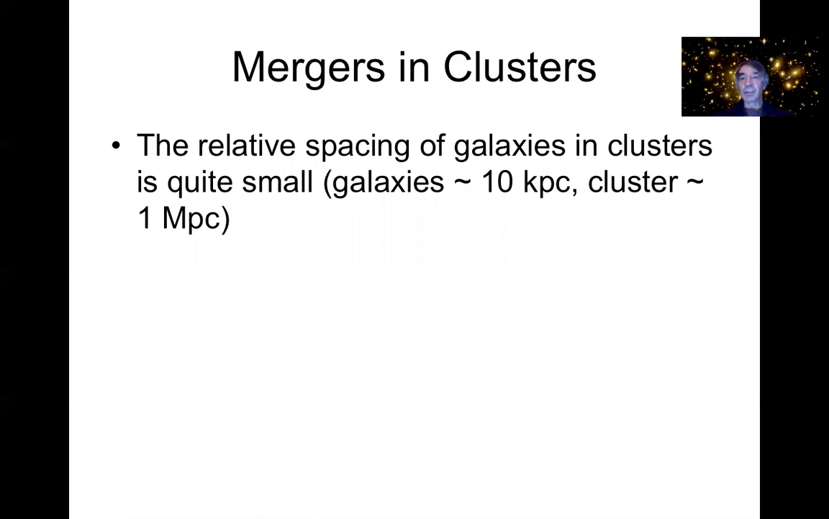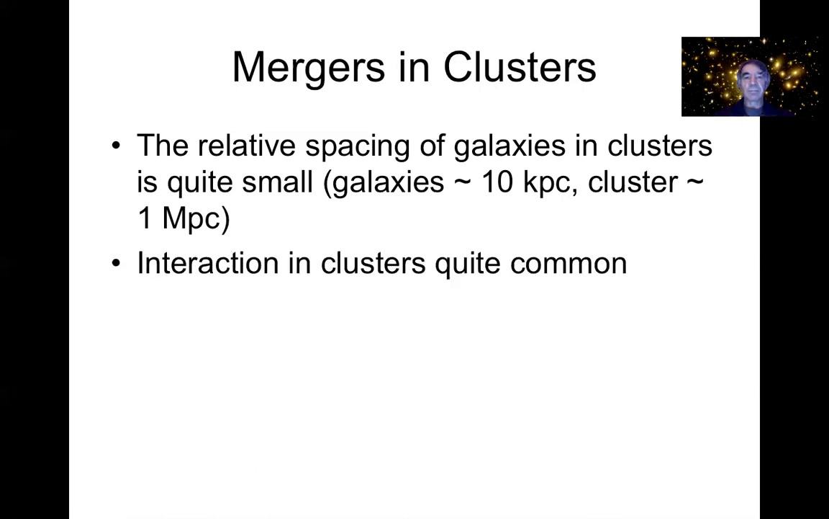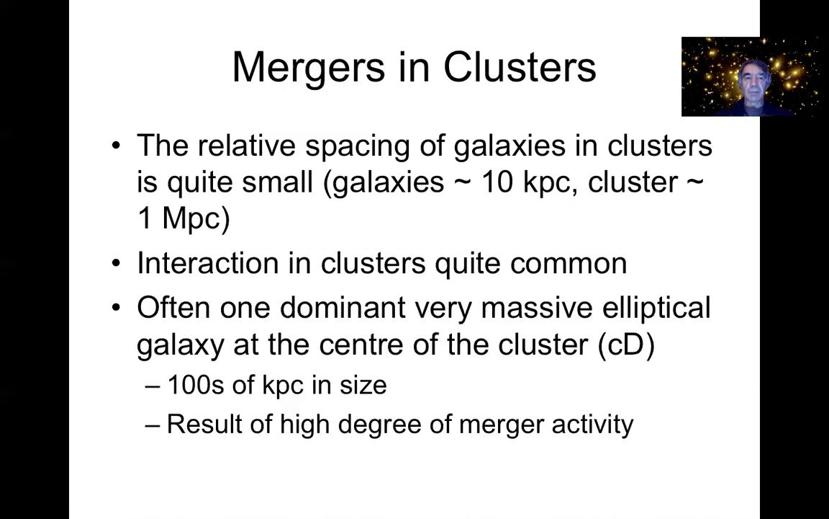Of course, there we were just looking at the very center where the concentration is going to be higher. But again, the typical separation is a lot lower than it is, say, in a group, like we are nearly 1 megaparsec away from our nearest big galaxy. So because the relative spacing of galaxies in clusters is small compared to the size of a cluster, then you're going to get a lot of interaction, and that leads to mergers.